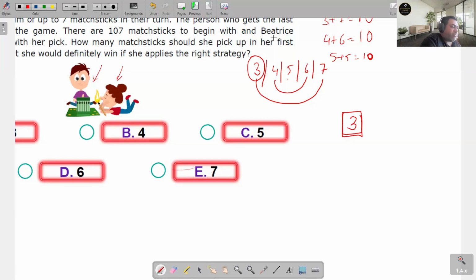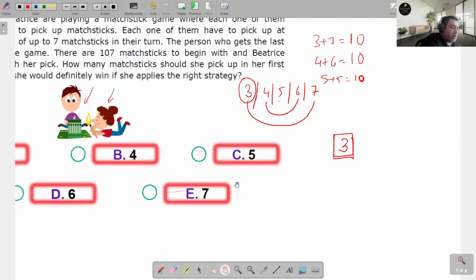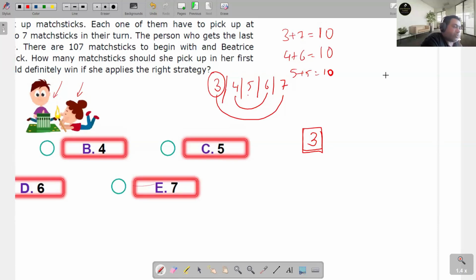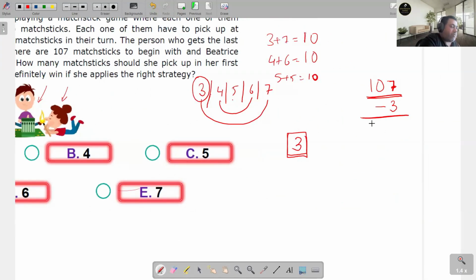So Beatrice is going first over here. If there are 107 matchsticks to start with, how many matchsticks together should have been picked up so that the number of matchsticks left is 3? The person who is going to lose is the other person. What's the other person's name here? Adam. Adam is left with 3 matchsticks, so 104 matchsticks should have been picked by then.